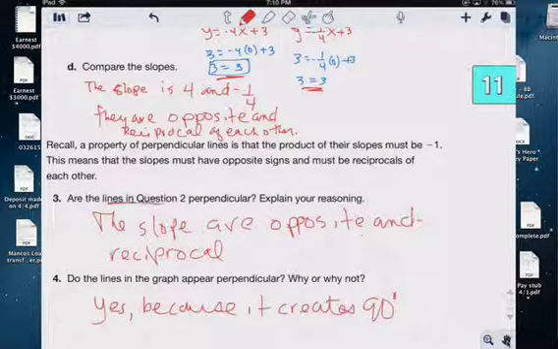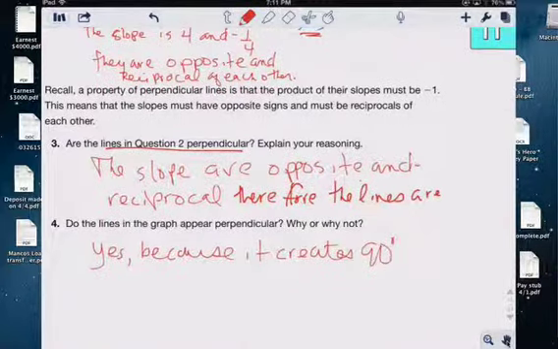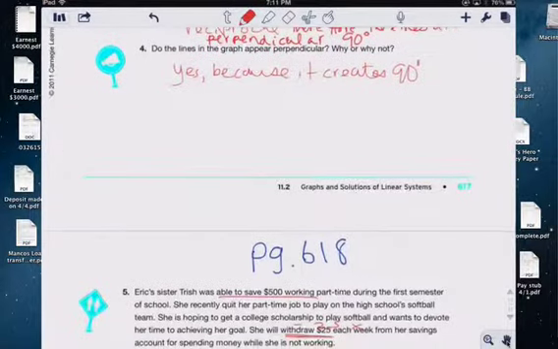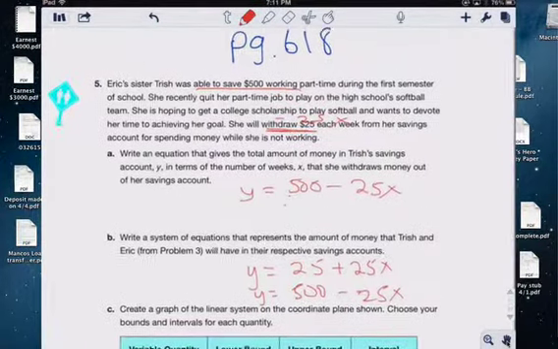Are the lines in question 2 perpendicular? Yes. The slopes are opposite and reciprocal. Therefore, the lines are perpendicular. It makes 90 degrees. Does the graph appear perpendicular? Why, yes, because it creates 90 degrees. Okay? Now next page, we do this.